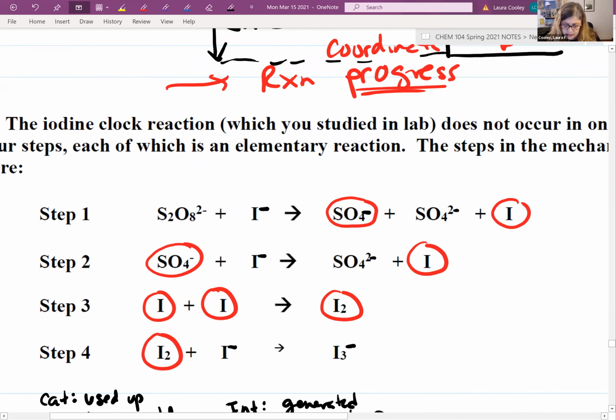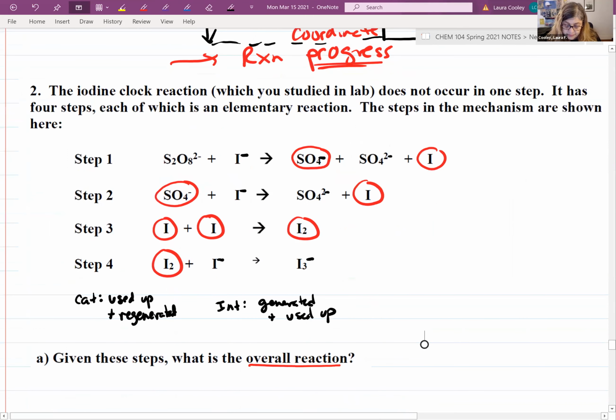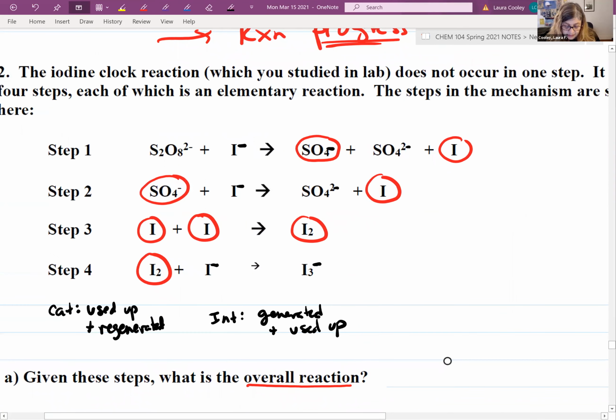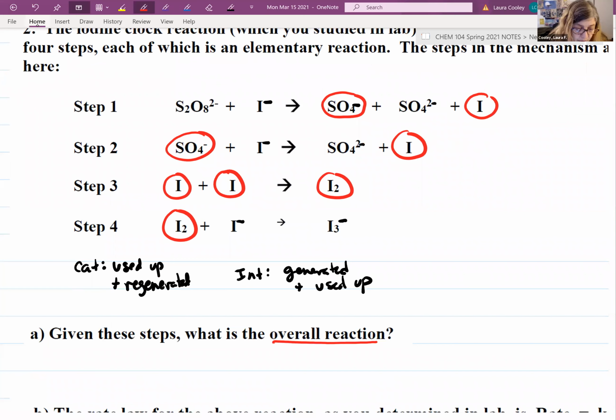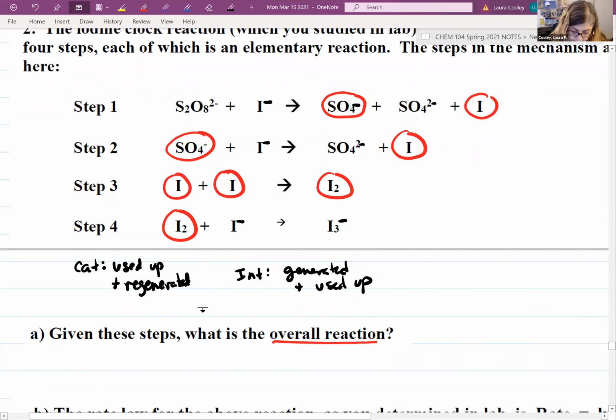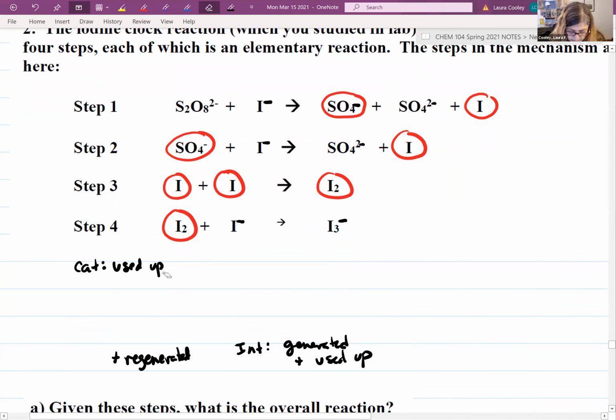Is anything used up, like is iodide used up and then regenerated? Does it ever form on the right side? No. S2O8, does it ever form on the right side? Again, no. And in fact, when you add these up, which I should get a little more room to do.